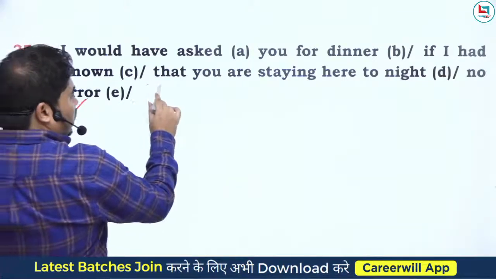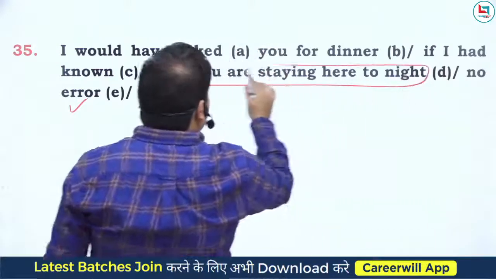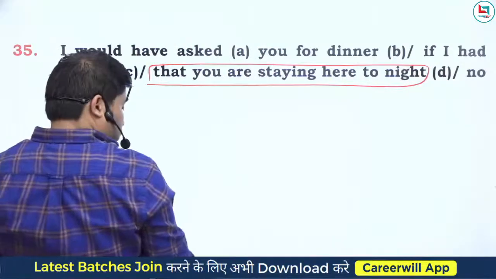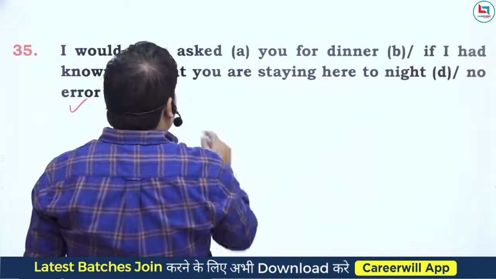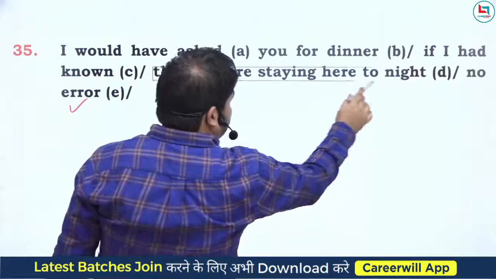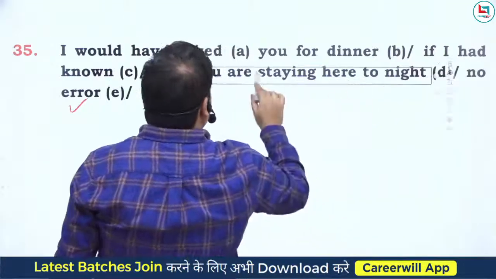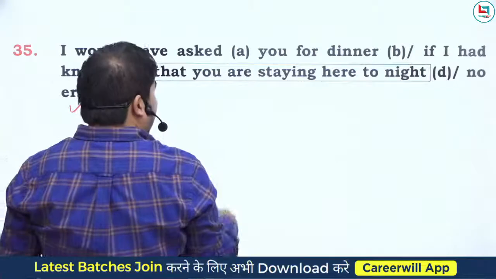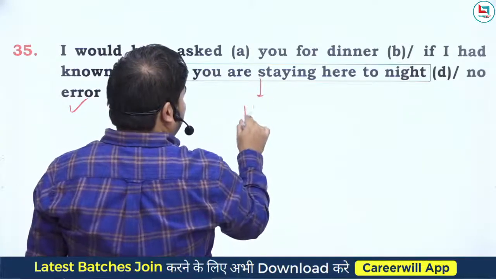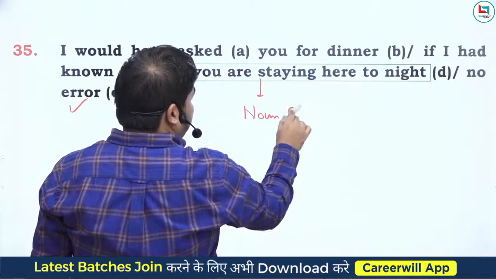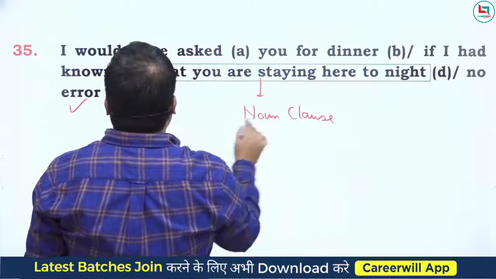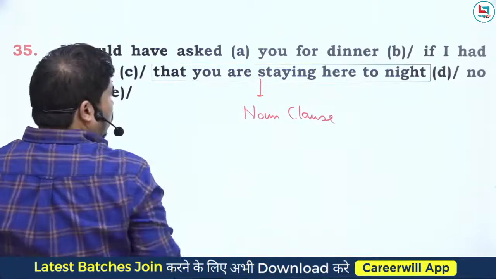Again, if I ask you that you are staying here tonight, what kind of clause is this? Yes, what kind of clause is this? That is a noun clause, as an object of known.